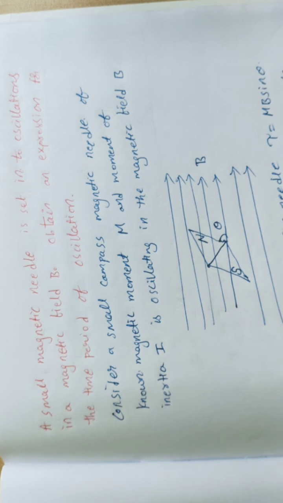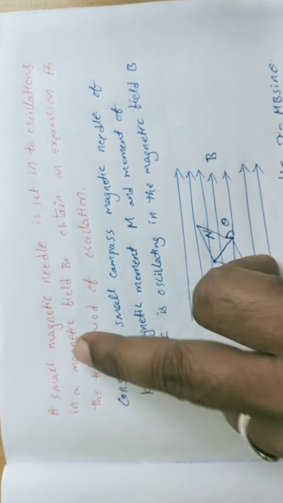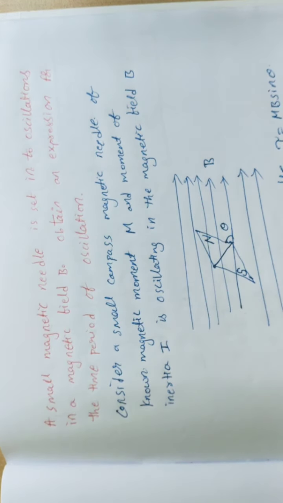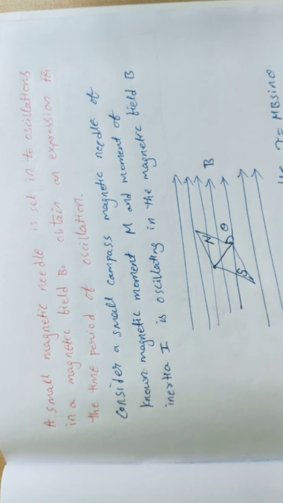Okay, students, next this is a very important thing for you. What is the condition here? New concept: a small magnetic needle is set into oscillations in a magnetic field B. Obtain an expression for the time period of oscillation. Means we want to find out the time period of an oscillating magnetic needle in a magnetic field. Actually for this we will get T is equal to 2 pi under root I divided by MBH. Like that we will get it.